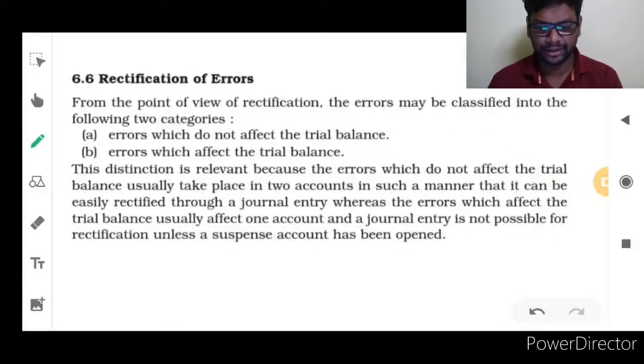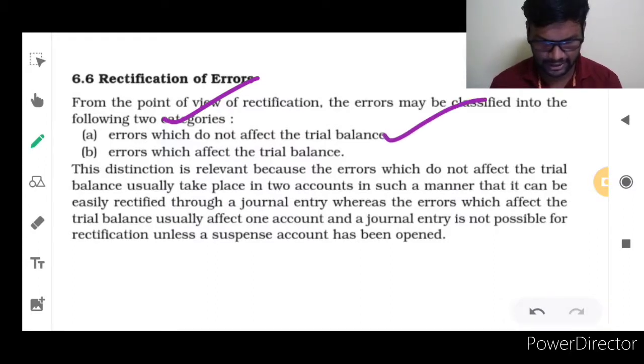Rectification of errors. From the point of view of rectification, the errors may be classified into the following two categories: errors which do not affect trial balance, and errors which affect trial balance. Some errors will not affect trial balance, some errors will affect trial balance. Complete omission will not affect trial balance, and errors of principle will not affect trial balance. So partial omission will affect trial balance. Errors of commission, omission, errors of principle and compensating errors we have studied in our previous class.